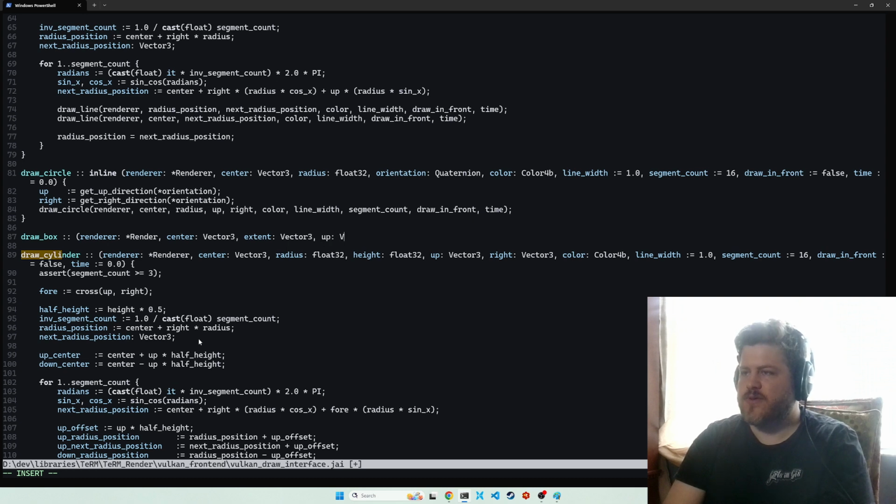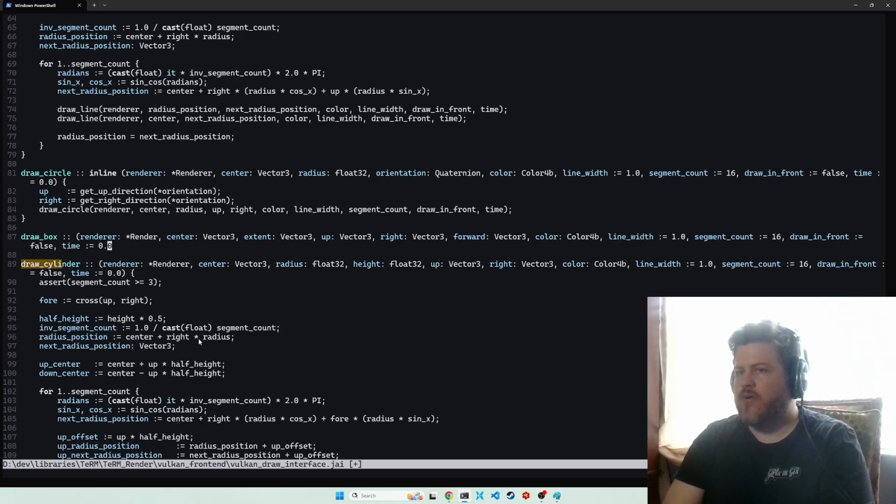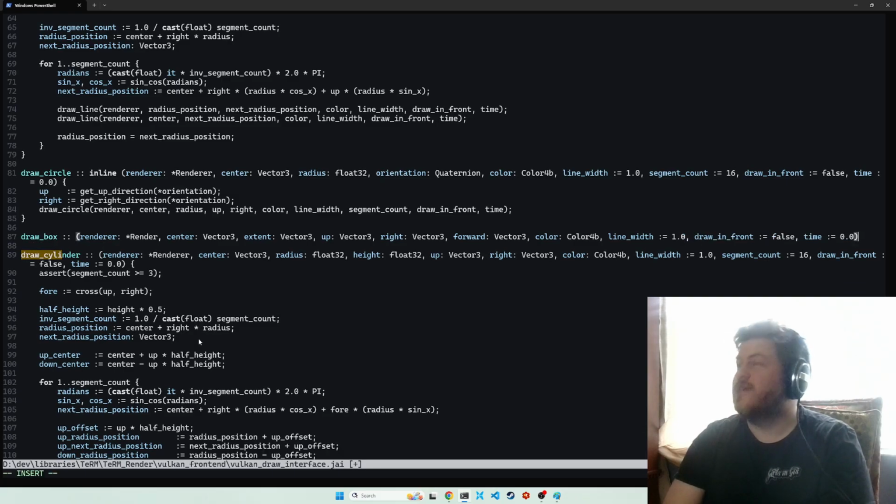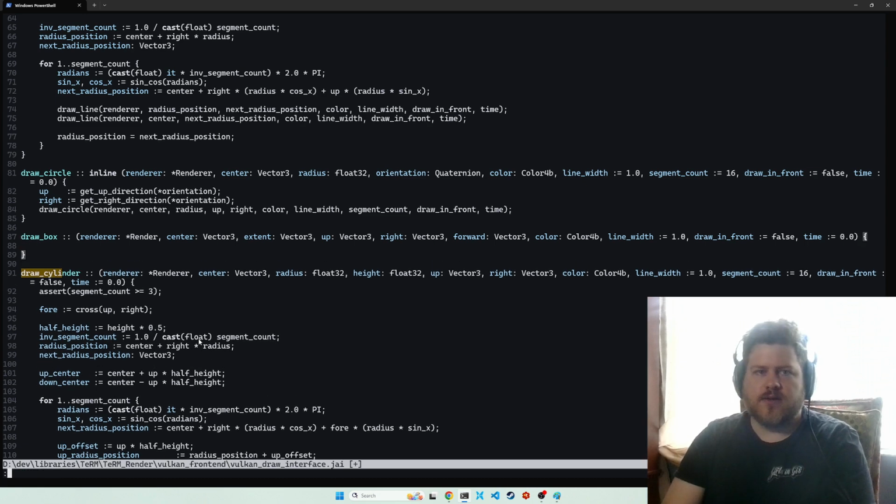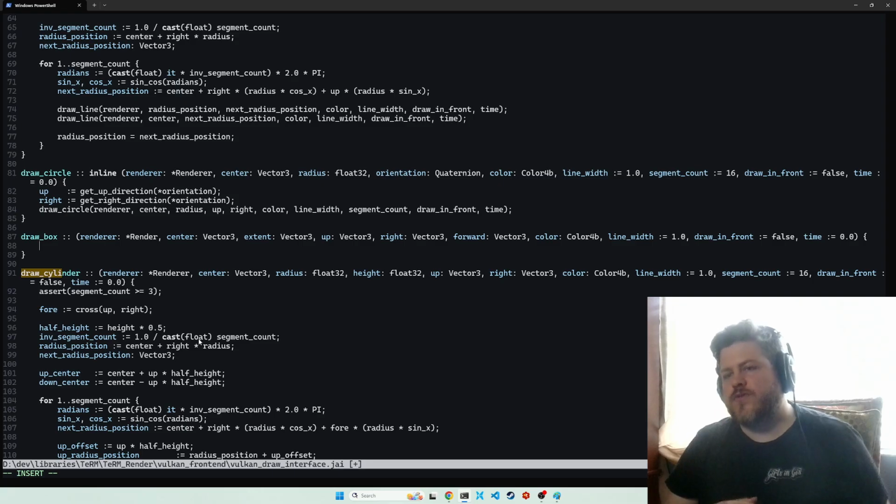So I need to know what up is, I need to know what right is, and let's say forward. And just like this stuff, I also need to know the color, the line width, segment. No, I don't need the segment count. Whether we draw in front, and how long it's going to be drawn. Segment count. No, segment count is the same for every box. It's 1, 2, 3, 4. Is that 12 segments? It's 12 edges, right? I think I'm right on that. Okay.